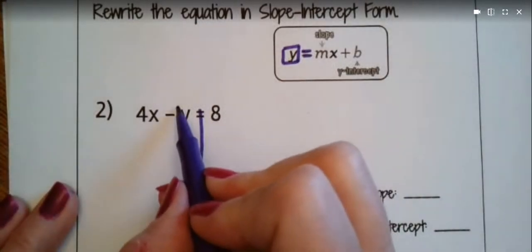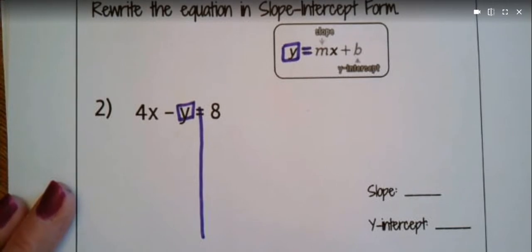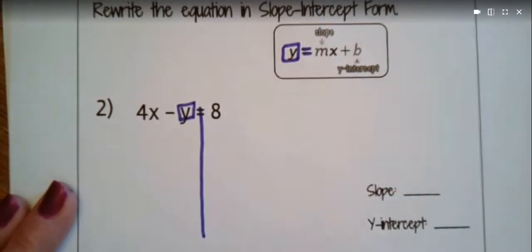Okay, so right here, I'm going to put a box around the y. Now, the y has a coefficient in front of it. It just doesn't, you can't see it. It's invisible. It's a 1, -1. So just keep that in mind.